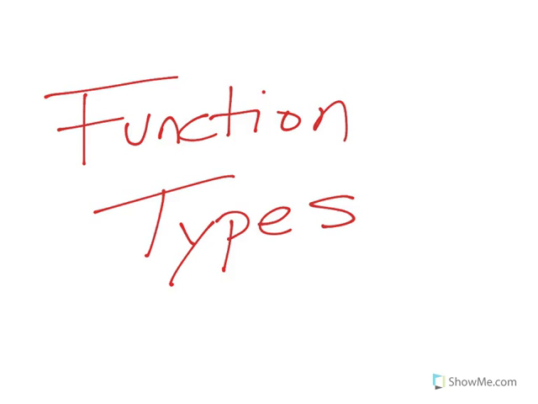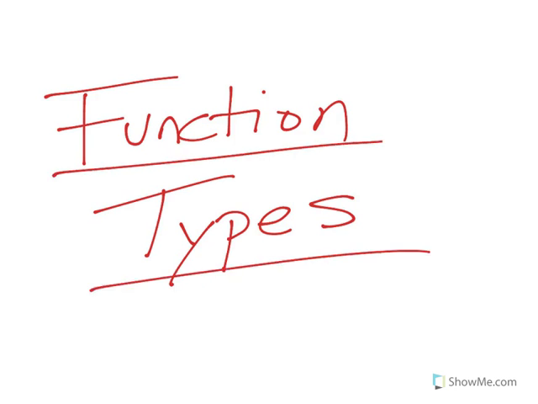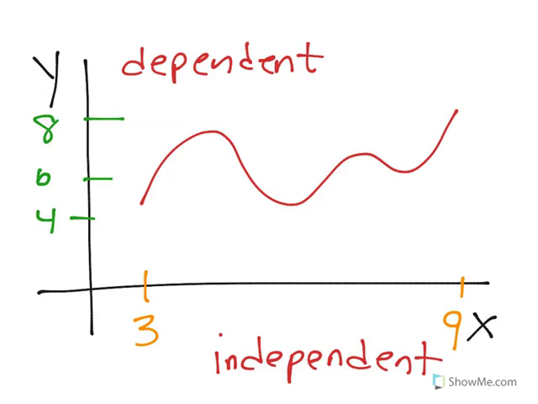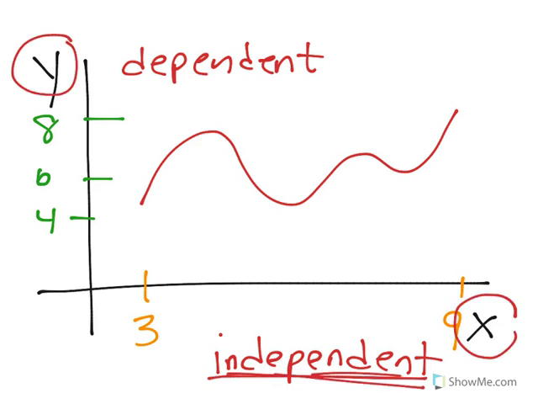Okay, ladies and gentlemen, here's a quick, not super quick, but quick review for tomorrow's SBQ. Remember, it's going to be on function types. Remember, we've been looking at graphs of functions with our x-axis and our y-axis. Our x-axis is the independent variable. It determines what goes on. You change the x, it will determine the y, which is the dependent variable.